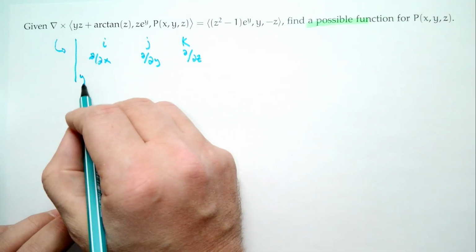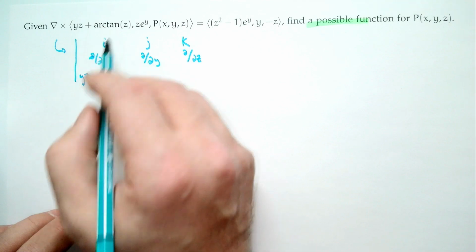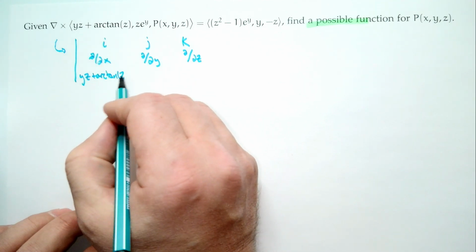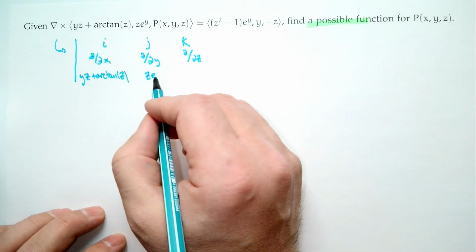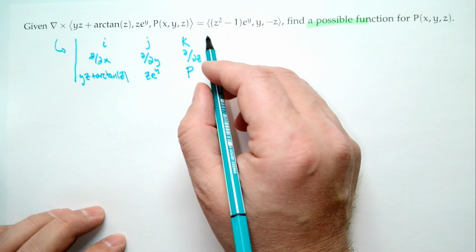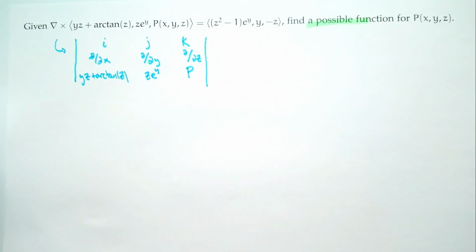The last row comes from the pieces of the function. So yz plus arctangent of z, that's the first entry. z e to the y, that's the second entry, and the last entry is p. I'll just abbreviate it as p, but I'm going to keep in mind that p is a function of x, y, and z. So there we go. We need to take this determinant, and we do it like we do any determinant.